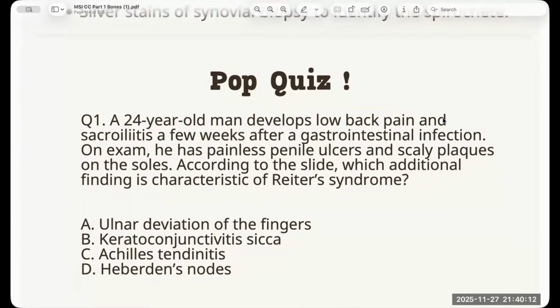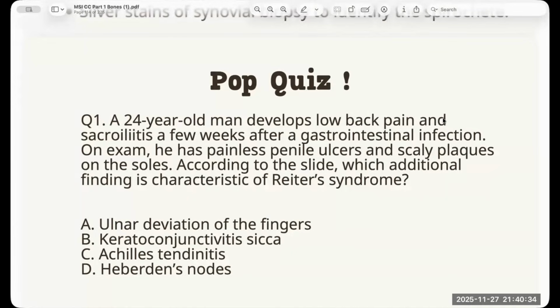Okay. So a 24-year-old man develops low back pain and sacroiliitis a few weeks after an intestinal infection. On exam, he has painless penile ulcers and scaly plaques on the soles. Now, which additional finding is characteristic for Reiter syndrome?